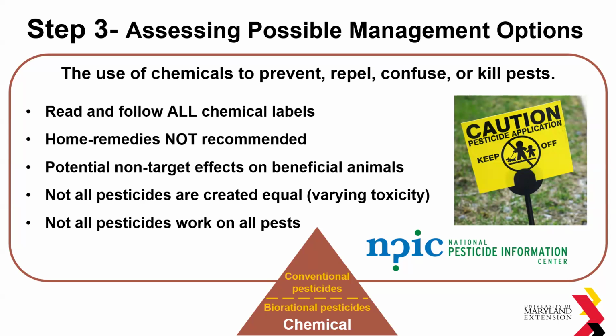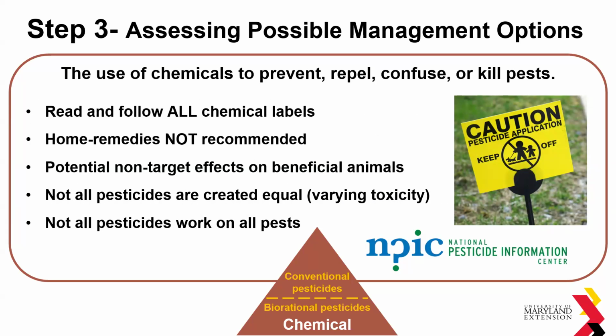Making sure we're reading the label and that the product that we are considering is actually designed to control a particular pest. Some are known as broad spectrum, where they can kill a huge group of different pests. Some are more specific, targeting a specific group of maybe just moths or just beetle grubs. So it really depends on the product.